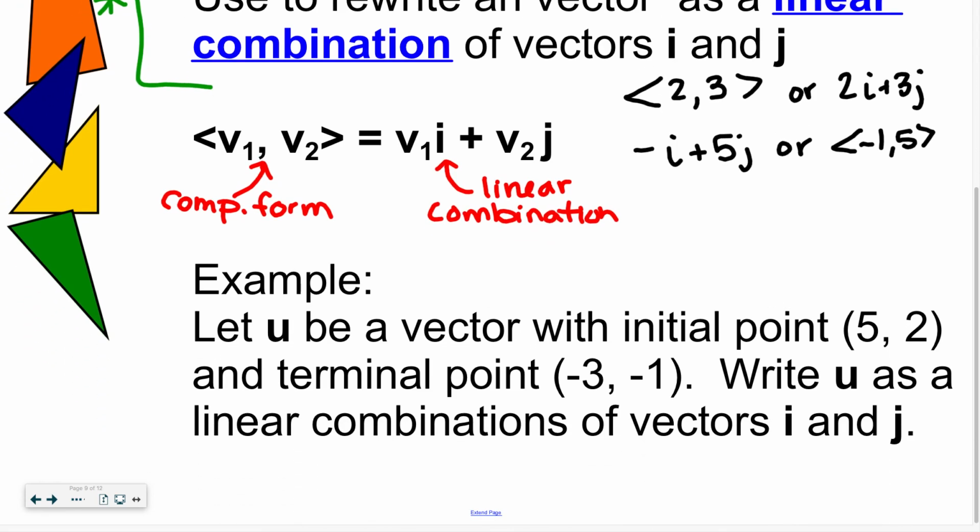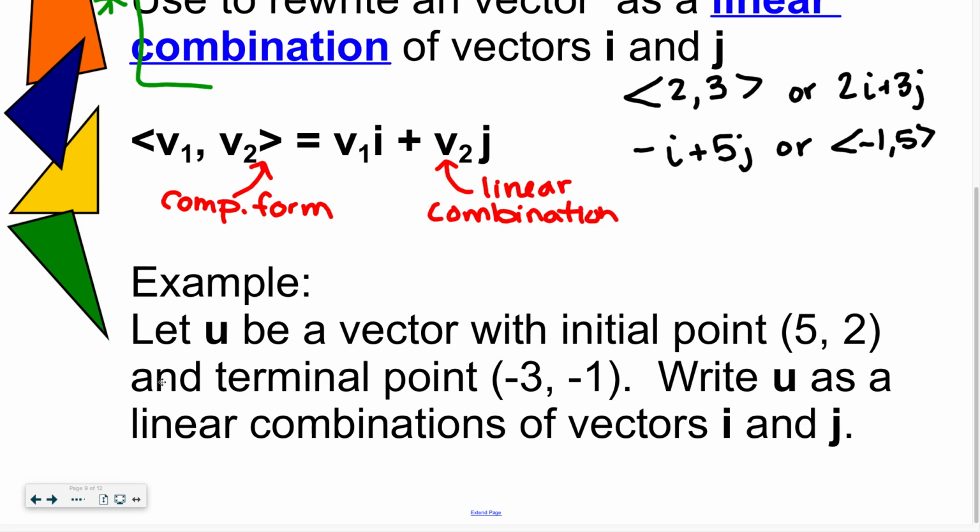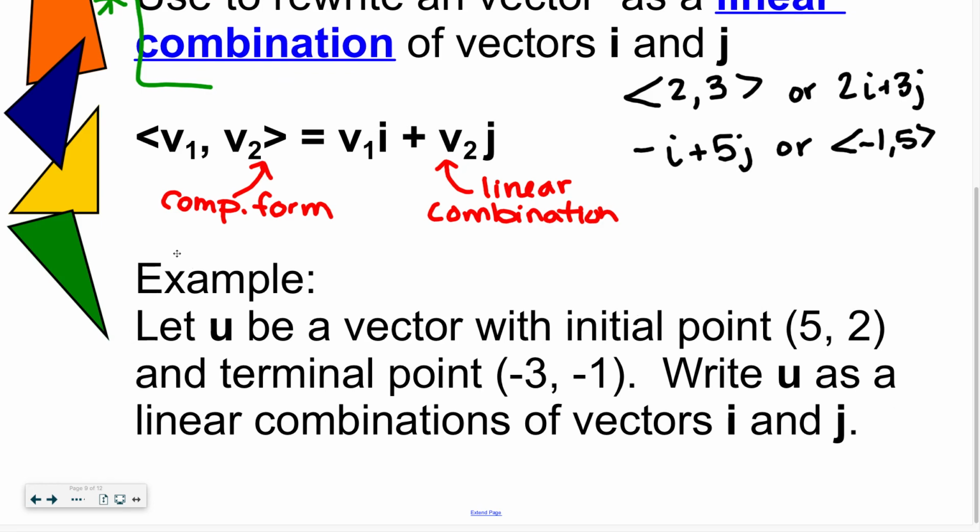So see if you can get the linear combination for the vector in the example to the right. Pay attention to direction there. You want the linear combination. See if you can get the correct form for me.